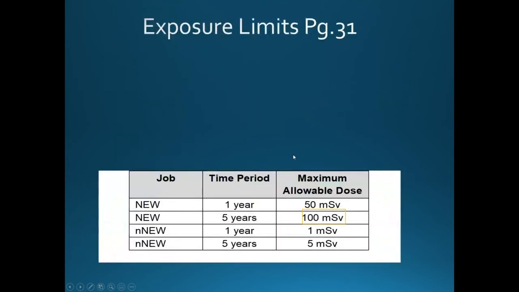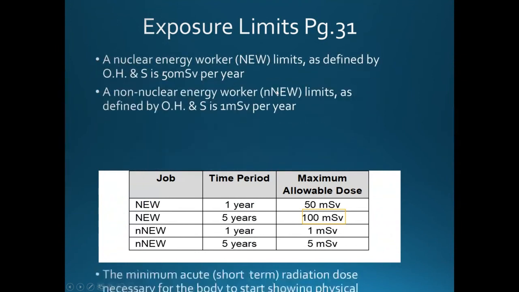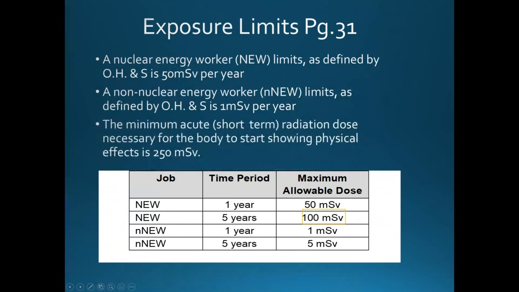So first off, exposure limits. What are they? A nuclear energy worker, or NEW as we'll call it from now on, as defined by OH&S, is 50 millisieverts per year. So you see nuclear energy worker, 1 year, 50 millisieverts. Nuclear energy worker, 5 years, 100 millisieverts. Non-nuclear energy worker, this would be you in this category here, you're allowed 1 millisievert a year or a maximum of 5 over 5 years.